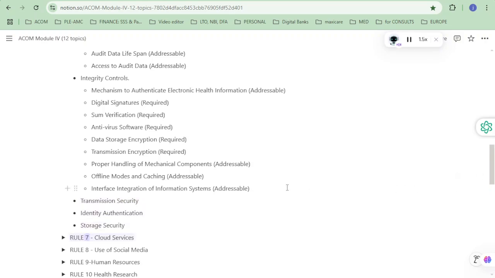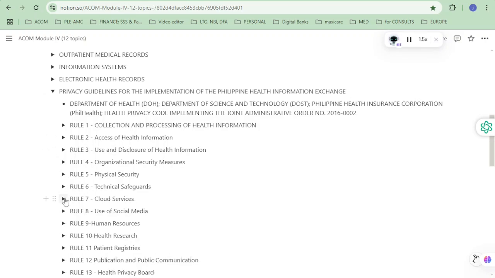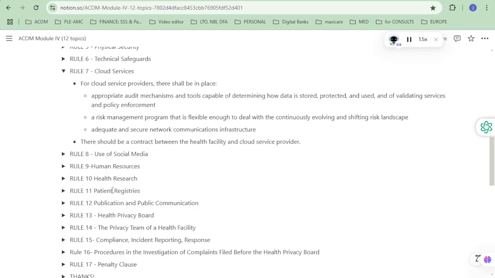Rule 7, Cloud services. For cloud service providers, there shall be in place appropriate audit mechanisms and tools capable of determining how data is stored, protected, and used, and of validating services and policy enforcement. A risk management program that is flexible enough to deal with the continuously evolving and shifting risk landscape. Adequate and secure network communications infrastructure. There should be a contract between the health facility and cloud service provider.